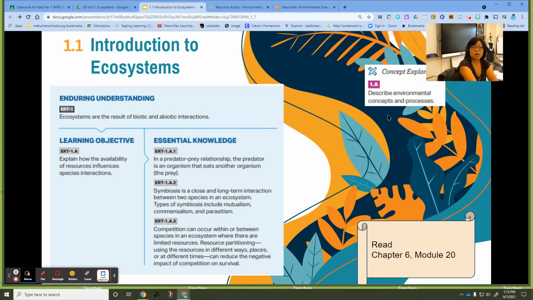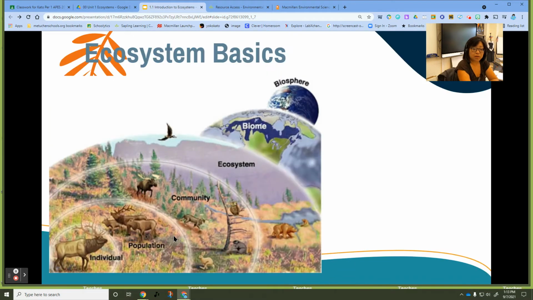Okay, so the first one we're doing is describe environmental concepts and processes. So there are some concepts and processes that we're going to be looking at about different interactions, and you want to be able to describe them by the end of this topic. Okay. All right. So what are we getting into here?